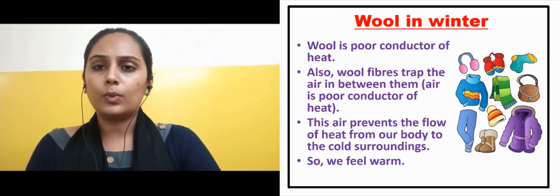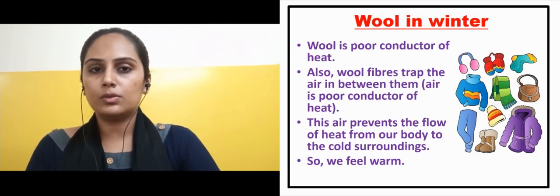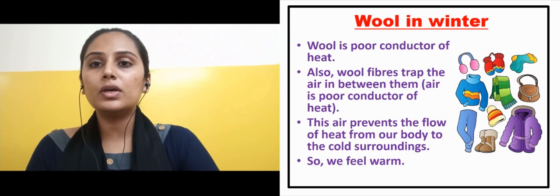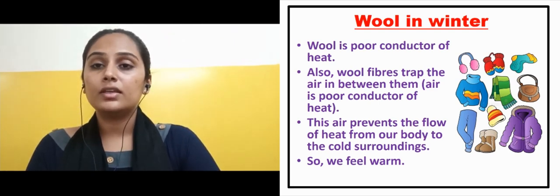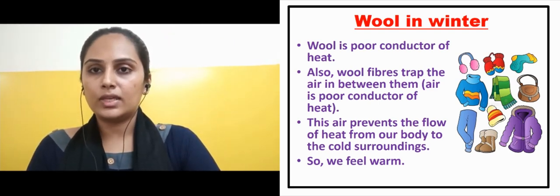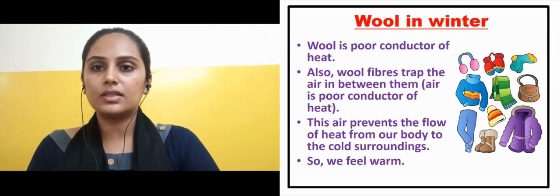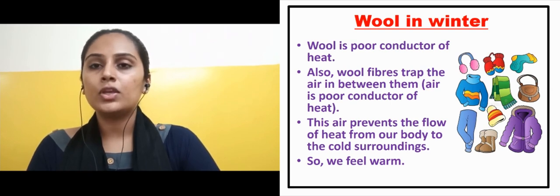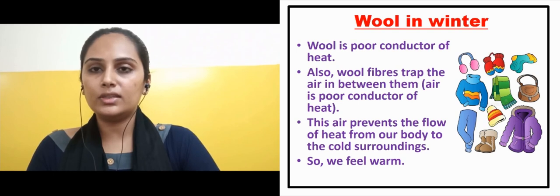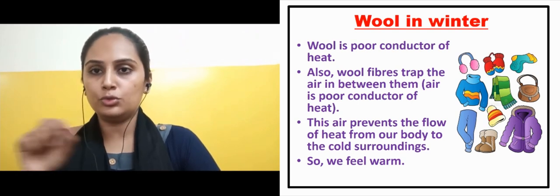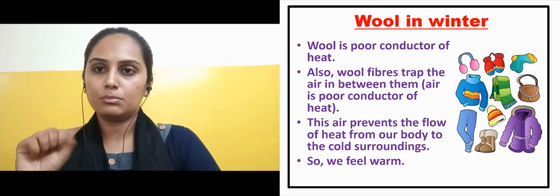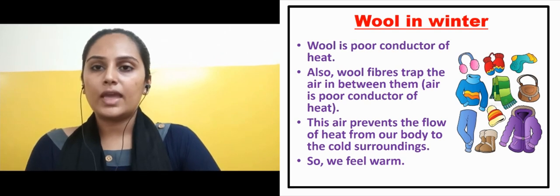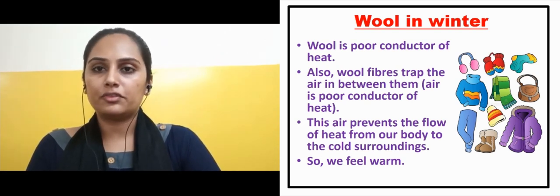Now, wool in winter. Why do we wear woolen clothes in winter? Wool is a poor conductor of heat, means an insulator. We had just gone through conductors and insulators, right? So from that, wool is a poor conductor of heat. Also, wool fibers trap the air in between them. What do wool fibers do? They trap the air, means stop the air, as it is a poor conductor of heat.